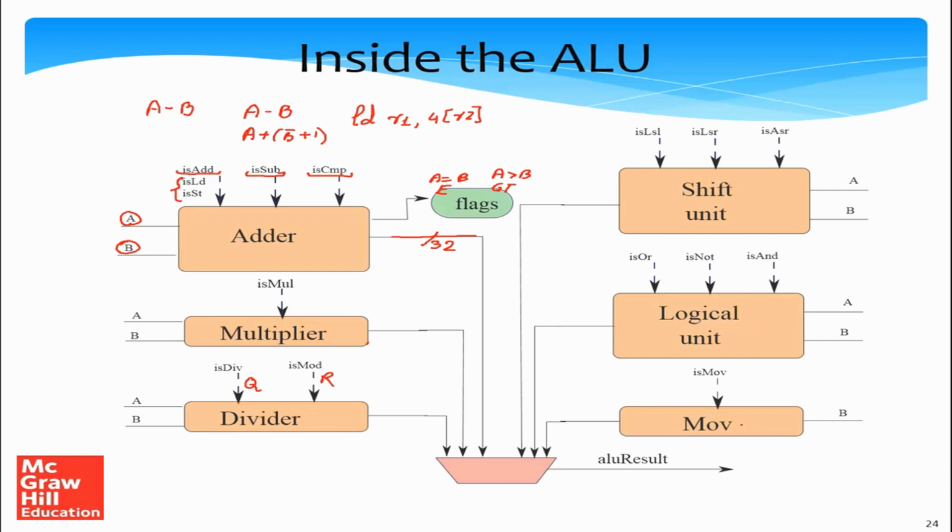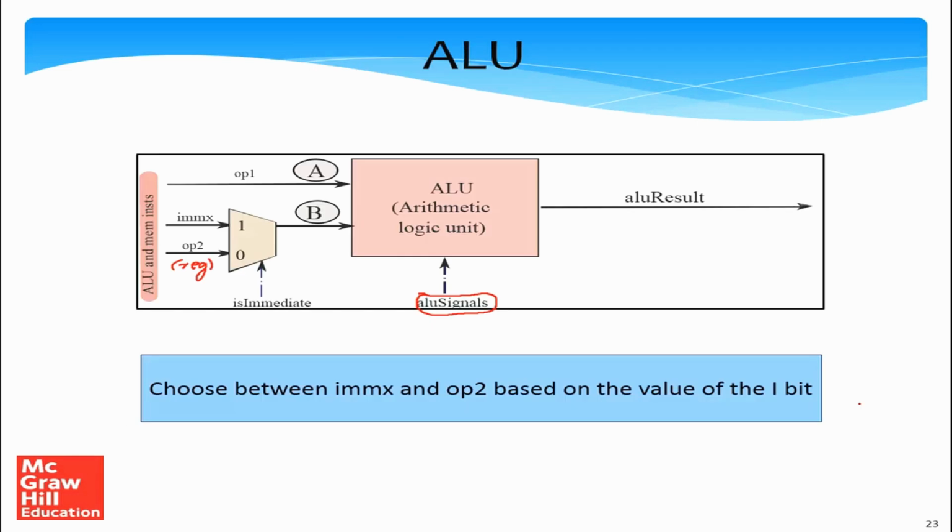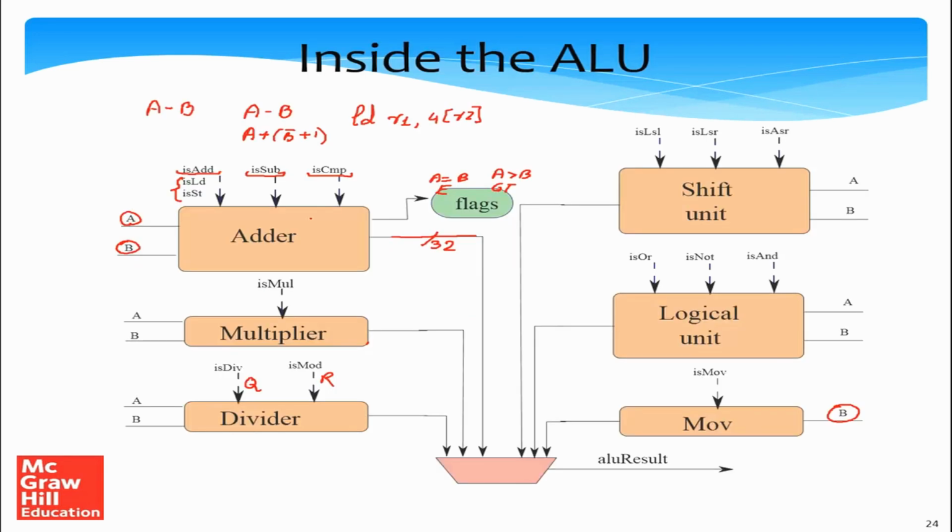And then we have a move unit which is actually very simple. Essentially we do nothing. We have a single input that comes in. Mind you, this is input B. The reason that this is input B is because we might move either a register or an immediate into another register. So the move unit acts as a pass-through, where the value B simply passes through the unit and goes to the output.